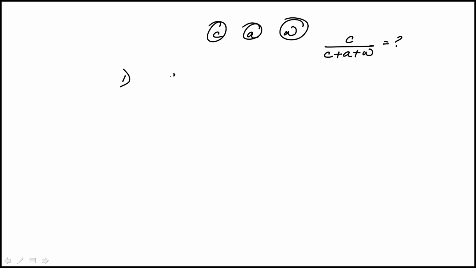Statement 1 says the total number of cashews and walnuts in the bowl is 140. So these two collectively are 140. And you will see that that will not be enough because you won't be able to get a unique value for this expression. So 1 alone is insufficient.